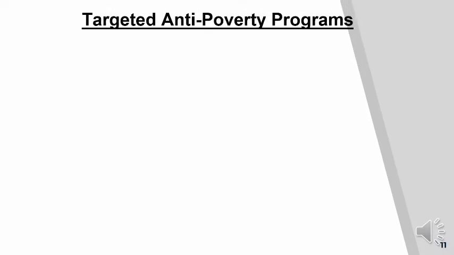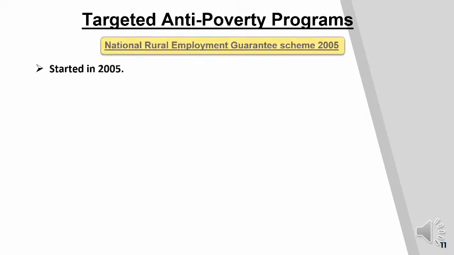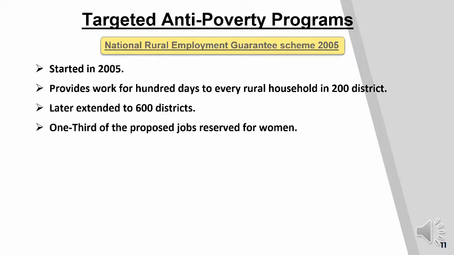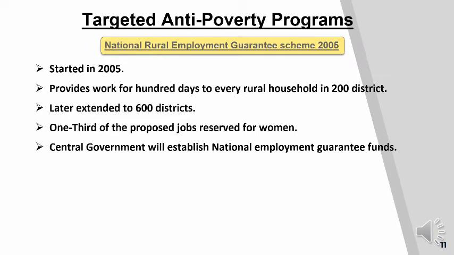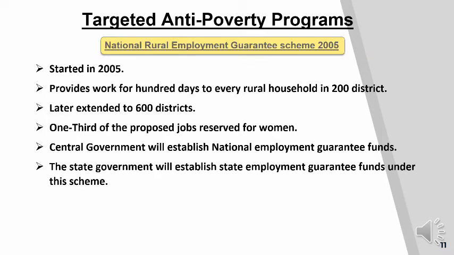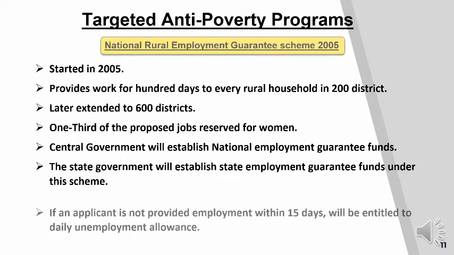Targeted anti-poverty programs. Among various schemes launched by Government of India, the most popular scheme is NREGA. It was started in 2005. Initially, it provided work for 100 days to every rural household in 200 districts. Later on, it was extended to 600 districts. One third of the proposed jobs are reserved for women. If an applicant is not provided employment within 15 days, he will be entitled to daily unemployment allowance. Therefore, it is also called right to work.